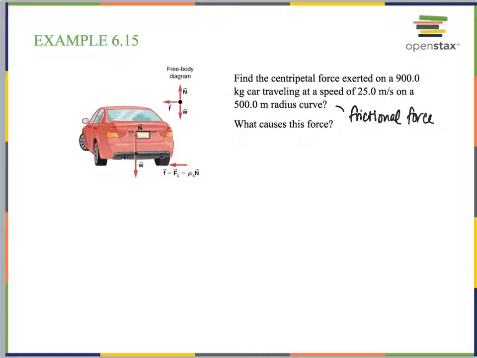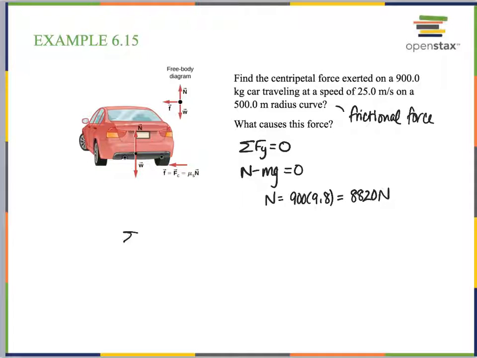And so first of all, we might look at the forces in the y direction, because when we're talking about friction, sometimes we need to know the normal. So we could do normal minus mg is equal to 0. So the normal force is 900 times 9.8. So we know that. And that's going to be 8,820 newtons. Now, when we're looking at the forces, I'm just going to call it radial to emphasize that we're looking at a radial force. That's going to be our frictional force, which is mv squared over r.